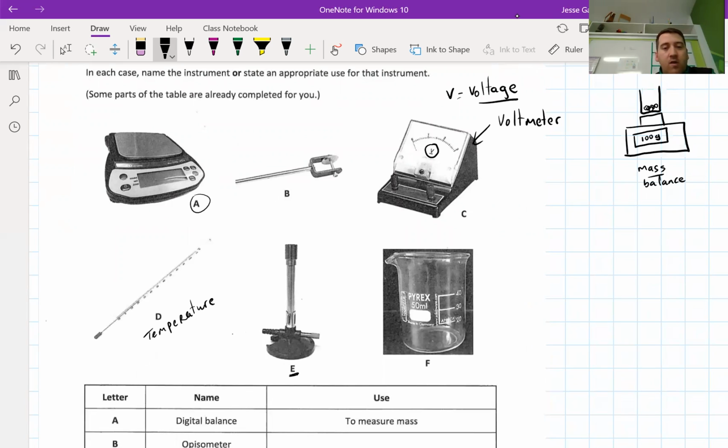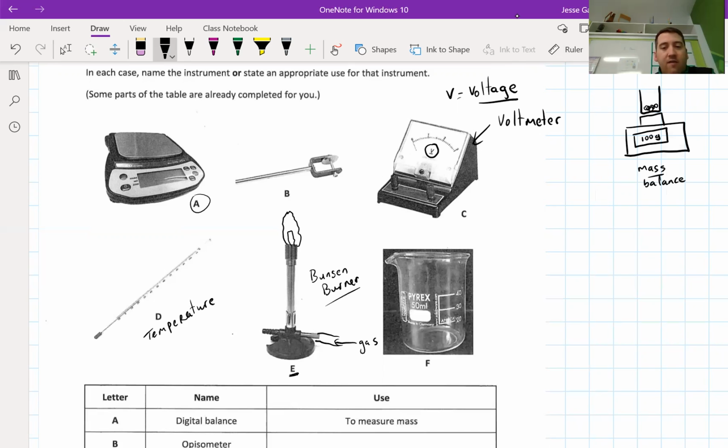This is a Bunsen burner, and we connect this to the gas in the science lab. So the gas goes in here. It's a flammable gas. You light it and you get a flame up the top. We can use that to heat substances, so that will heat things for us. So it's called a Bunsen burner.